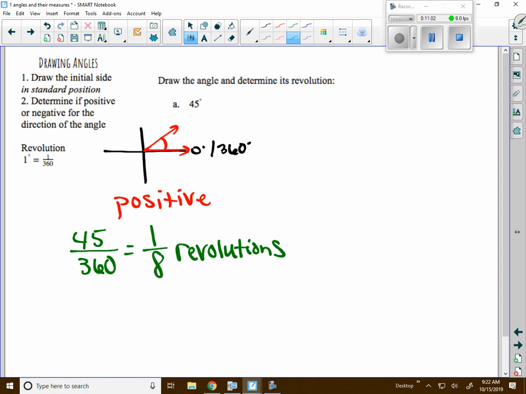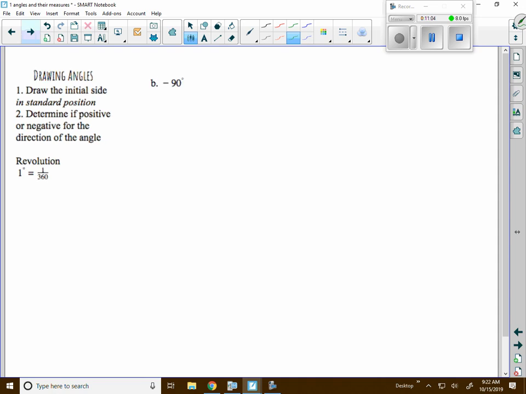Questions for me? All right, let's keep rolling. Negative 90 degrees. We're going to draw our angle, so draw that coordinate plane. Remember, I'm starting here at 0. Show me with your arm, where would negative 90 degrees be? It would be down, right?